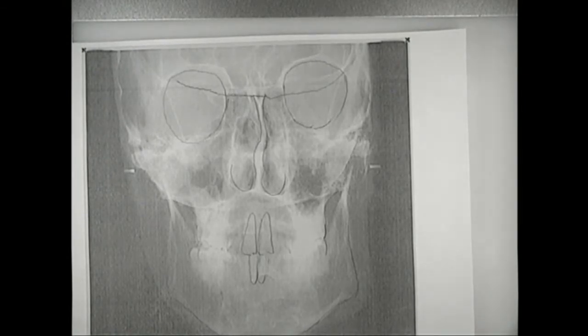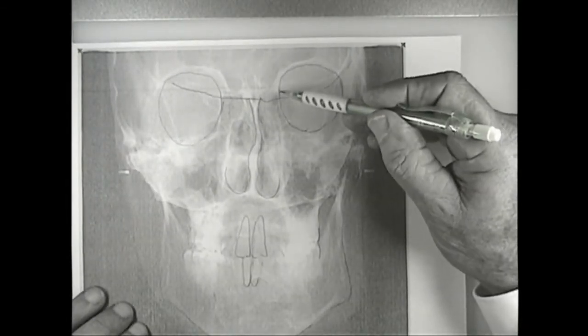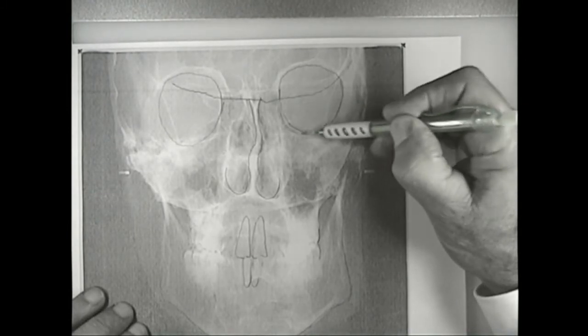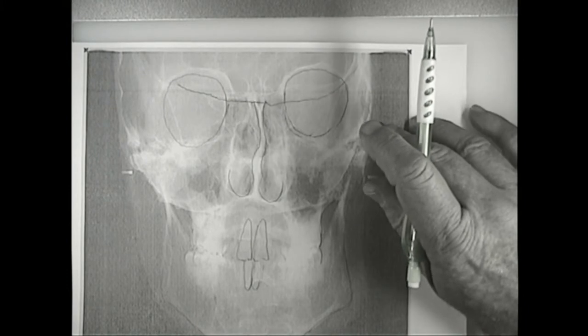So I've just traced the outlines. I would normally trace a little bit more, but for our purpose, I've just traced the outlines. So the point I want to know now is what is the midpoint of this face in the orbital region, where the sphenoid bone will connect with the orbits.